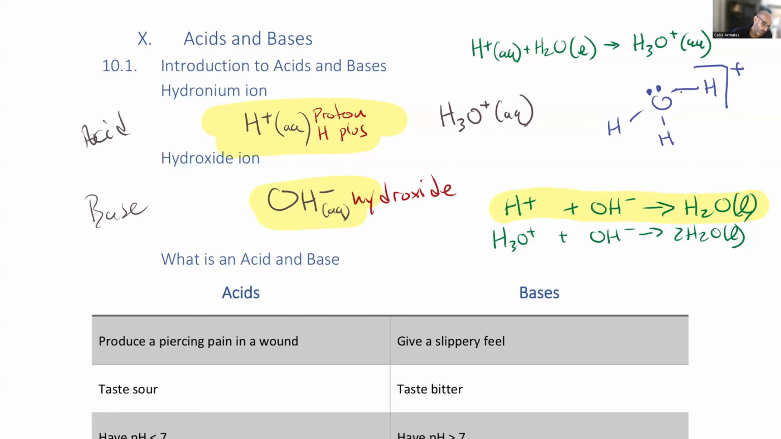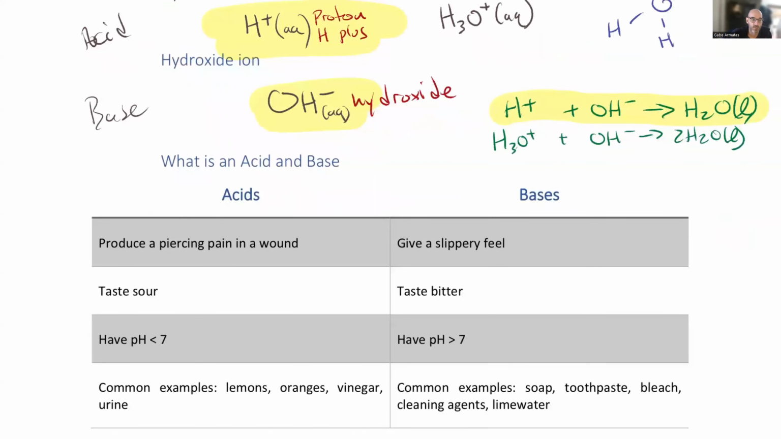Okay. So what is an acid and what is a base? An acid produces piercing pain. Yeah, it's really painful to get covered with an acid. And it tastes very sour, like the examples down there, oranges, lemons. Any citrus has citric acid in it. Vinegar has acetic acid, so you get that very sharp flavor. So it's how it responds. They have a pH less than 7. 7 is the neutral pH. Anything below that is considered acidic.